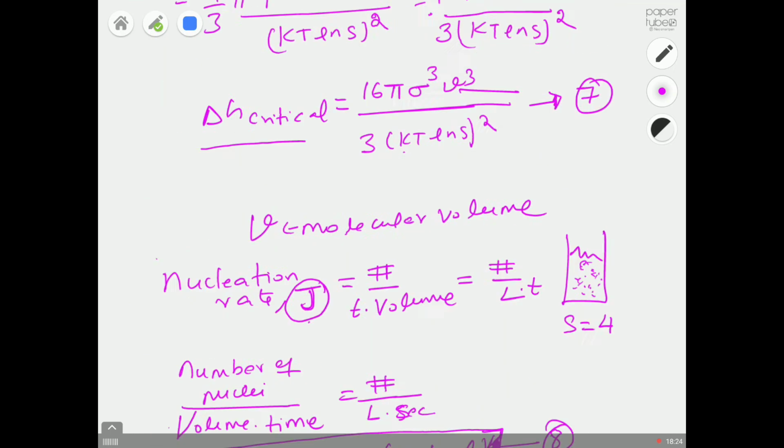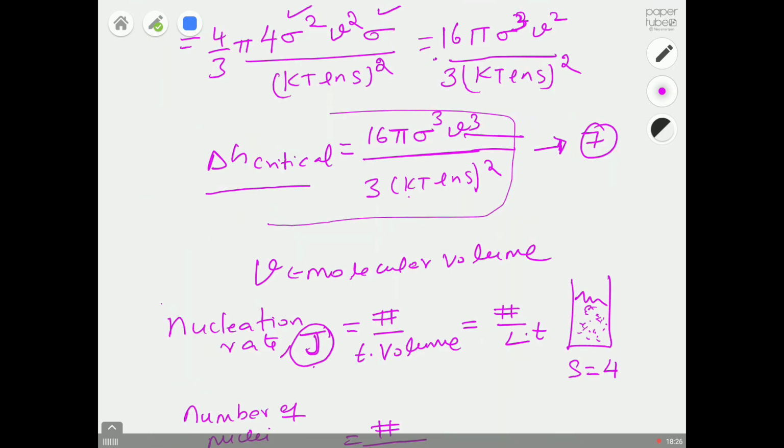This is equation 7 here, and then from that we finally got the classical nucleation theory, which is a simple expression: the number of nuclei formed per unit volume per unit time is equal to some constant multiplied by some exponential of the delta G critical we calculated using the Gibbs expression. So I think this is enough for this module.